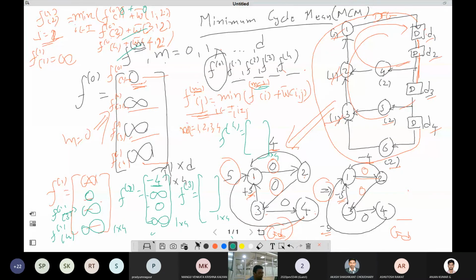Good. Okay, now find out f of 3, same way. So this is actually infinity, infinity, infinity. -4, infinity, 0, infinity. Okay. Now f of 3. f of 3 first value, infinity.